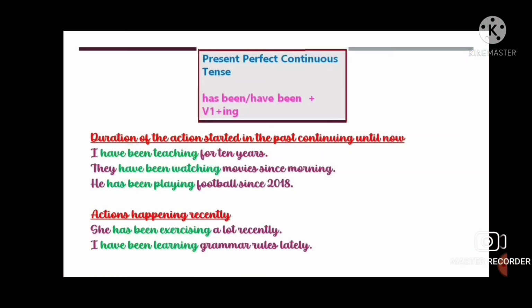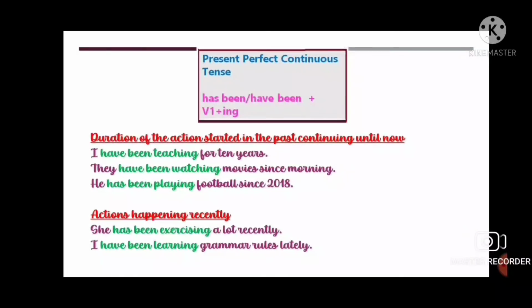You will see. Present perfect continuous tense takes the form has been or have been plus V1 plus ing. We use has been along with he, she, or it, and have been with I, we, you, they. There are 2 different ways of using this tense.